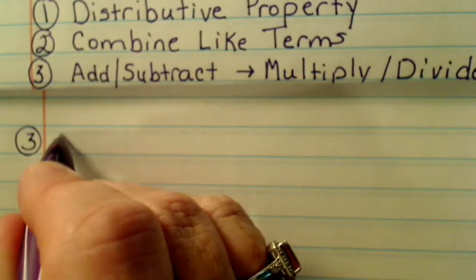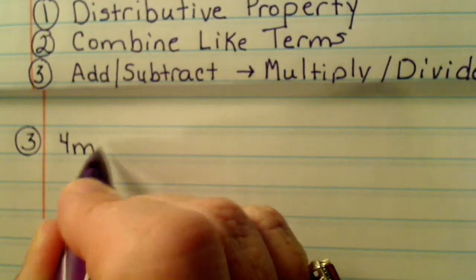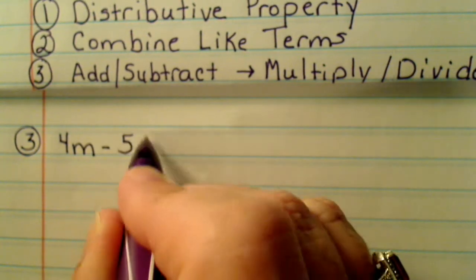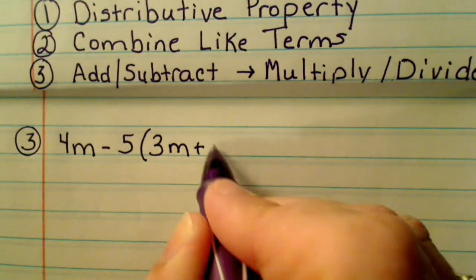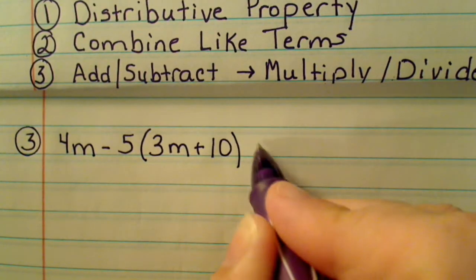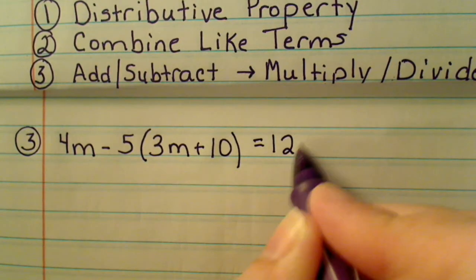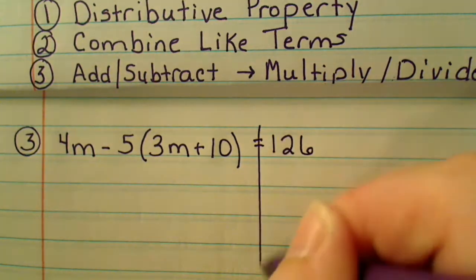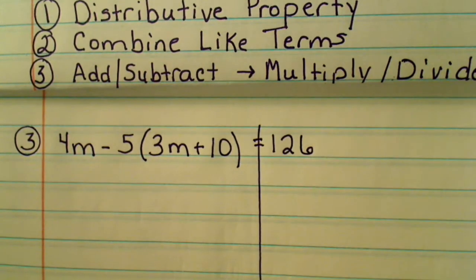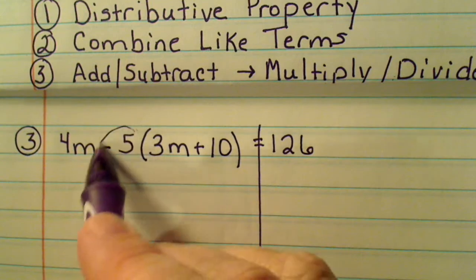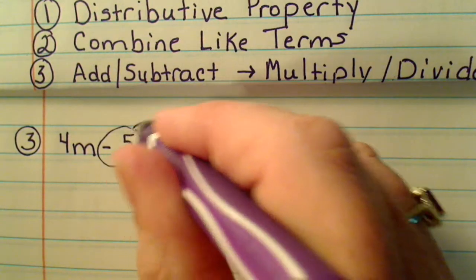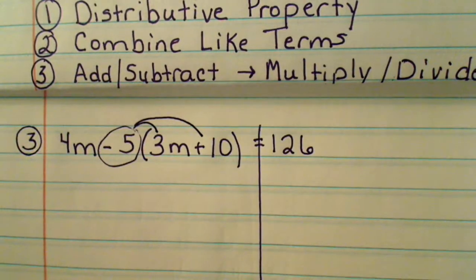Okay, here's problem 3. We have 4m minus 5, in parentheses, we have 3m plus 10, and then equal to 126. All right, here we go. First step, distributive property. Well, we have a parentheses, so I want to multiply what is directly in front of the parentheses times everything on the inside.